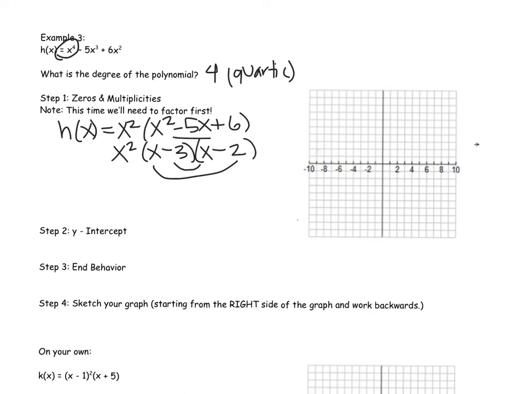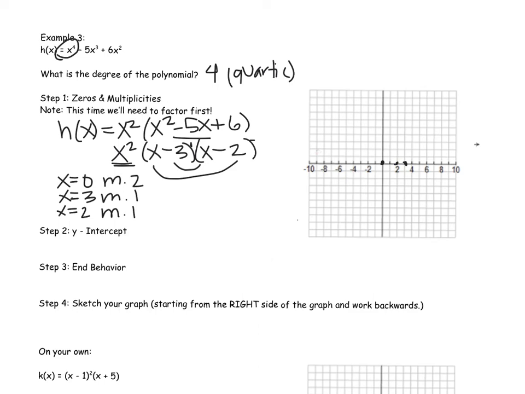So now I can look for my zeros, which are 0 with a multiplicity of 2, 3 with a multiplicity of 1, and 2 with a multiplicity of 1 as well, because there's no exponent on there. We assume it only happens once. We can graph those points, (0, 0), (2, 0), and (3, 0). And I'm going to put little cross and bounce reminders for myself.